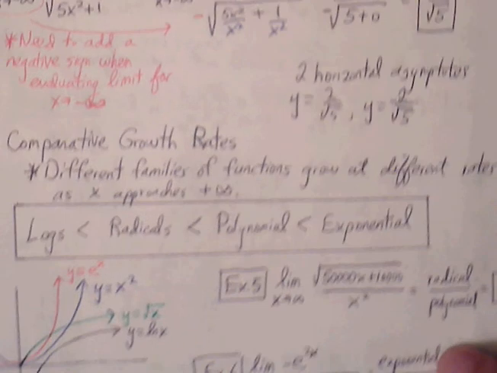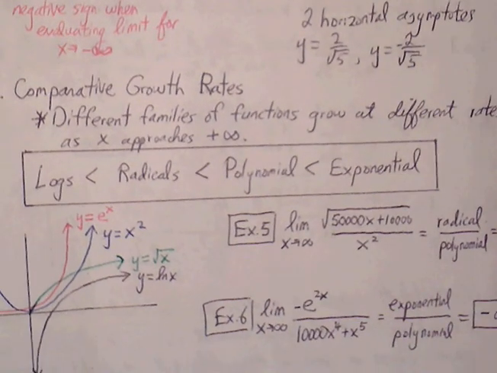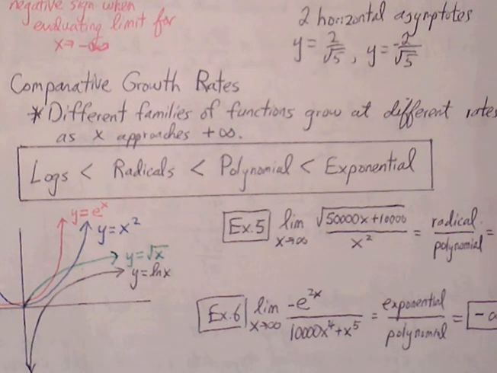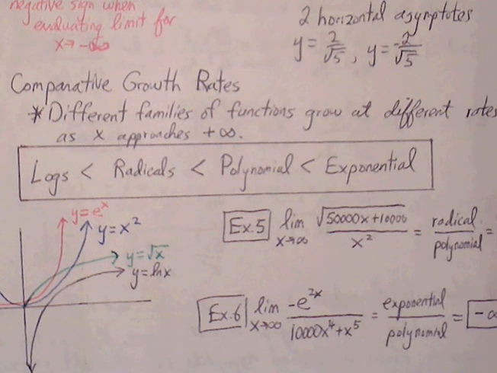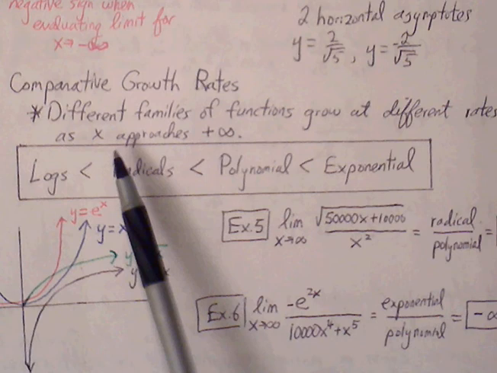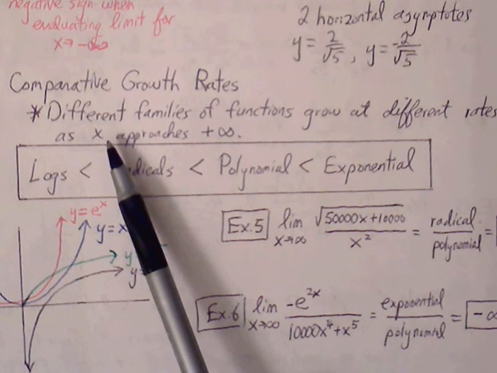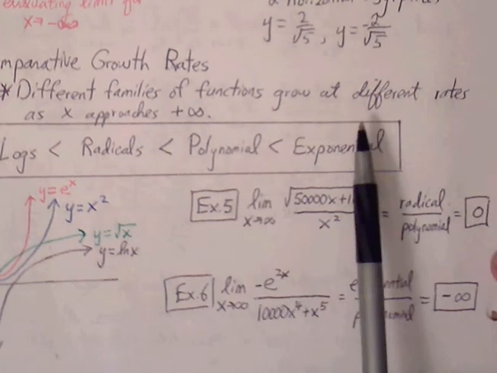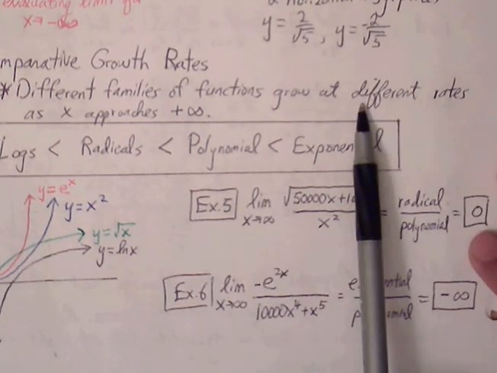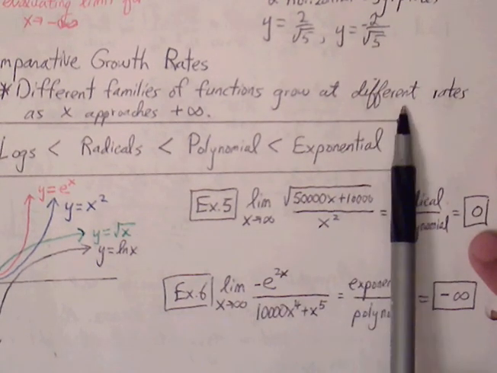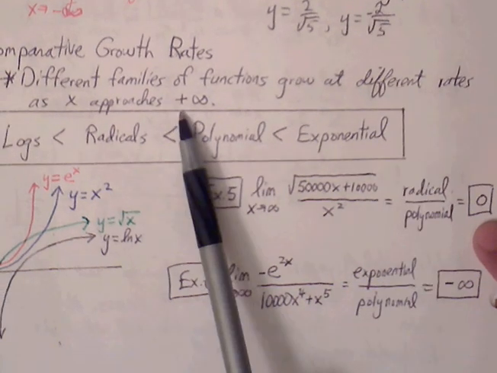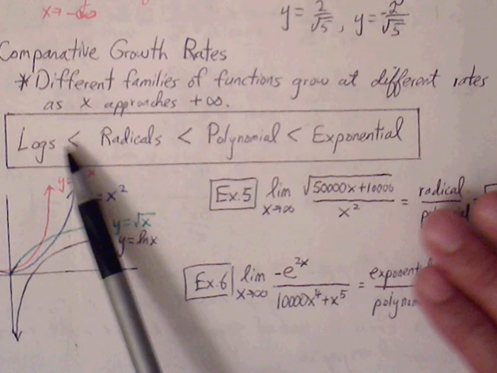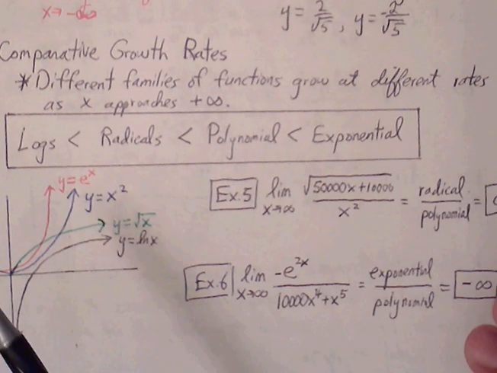Okay, last piece of notes, last topic is comparative growth rates. As we approach positive infinity, we can determine that different families of functions are going to grow at different rates, and at predictably different rates as x approaches positive infinity. So this is the basic behavior between logs, radicals, polynomials, and exponentials.